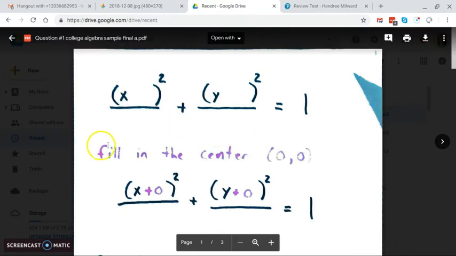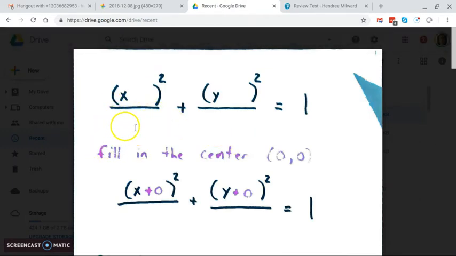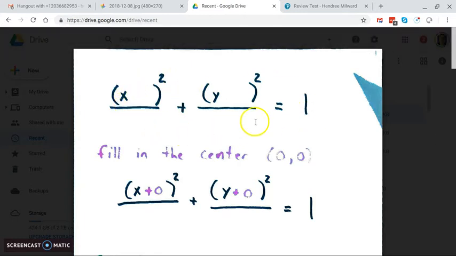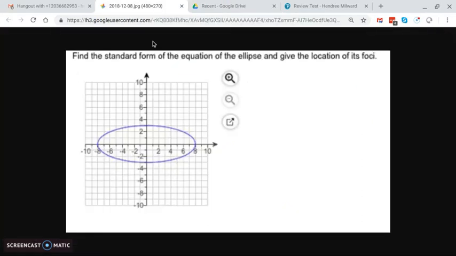The first thing I do is start writing down the standard form of an ellipse without all the stuff filled in. This is just what you always have for every ellipse. Notice I've got the centers missing and then A and B missing here. So the first thing I do is look at my graph and find the center. I can see it's centered at 0, 0 on the origin. So that's the first thing I'm going to fill in.